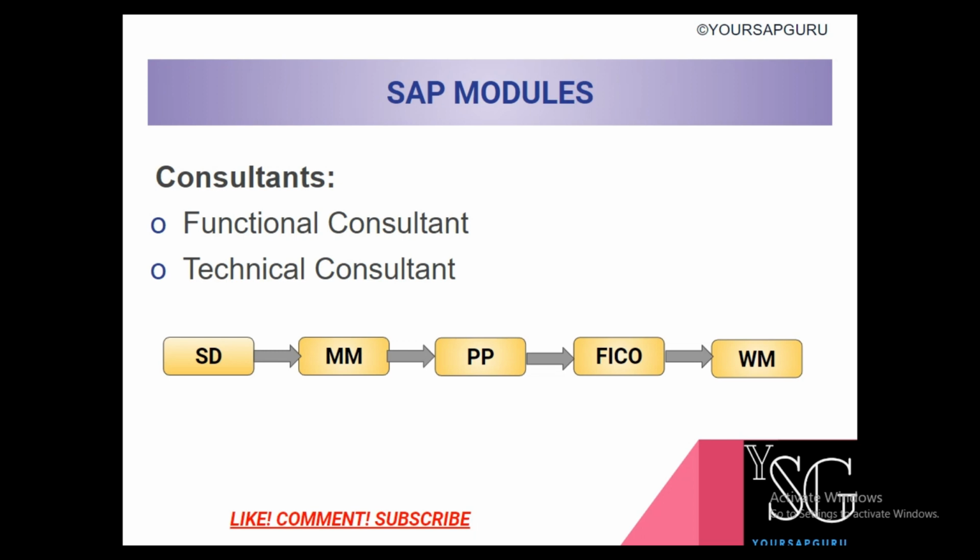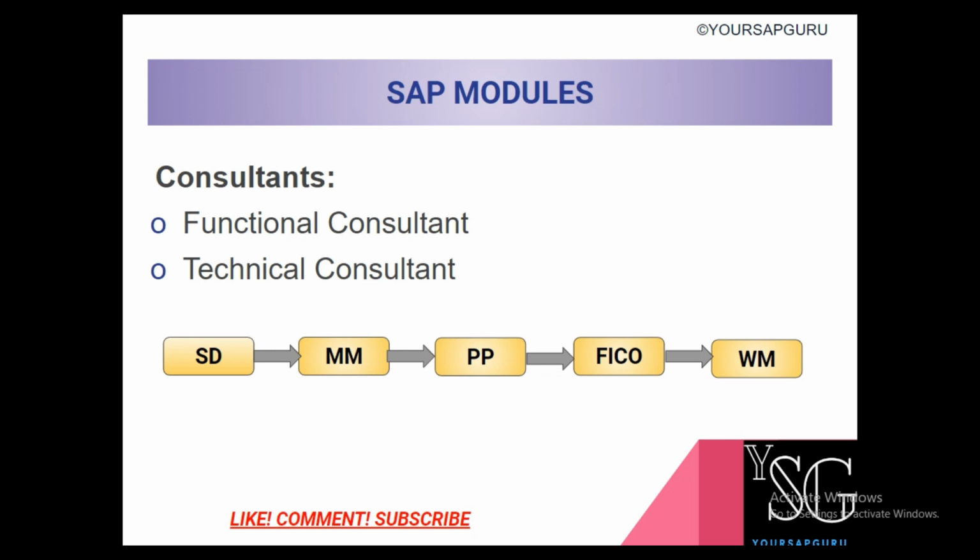There are many more modules, but I have put 5 of them to understand the integration between them. We have SD, MM, PP, FICO and WM. SD is sales and distribution, MM is materials management, PP is production planning, FICO, where FI is finance and CO is controlling. Then we have WM, warehouse management. So let's understand these modules along with a workflow with an example.